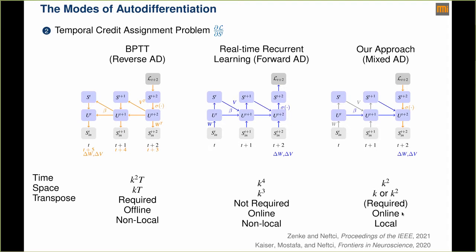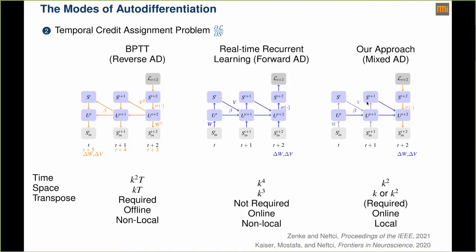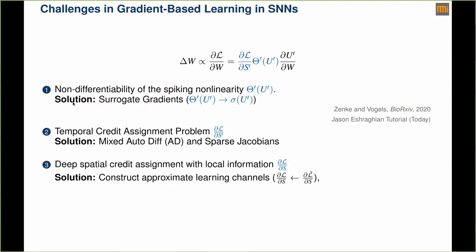Plus, this is a fully online learning rule, just like real-time recurrent learning. And it turns out that using some tricks that we use in the backpropagation, the reverse mode AD, it's actually local. And the sparse Jacobian part, unfortunately, I have to skip a little bit, but there is also one approximation in this network such that these Jacobians remain sparse, and hence we can get this advantage in space complexity. Okay, so that's for temporal credit assignments.